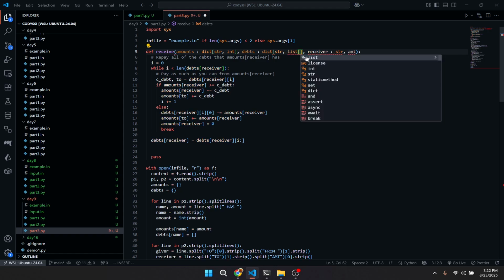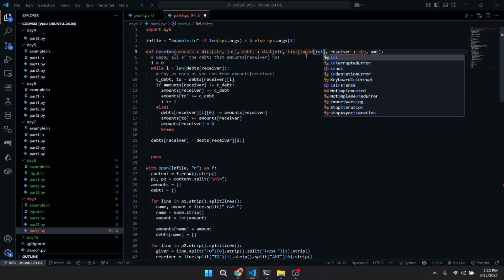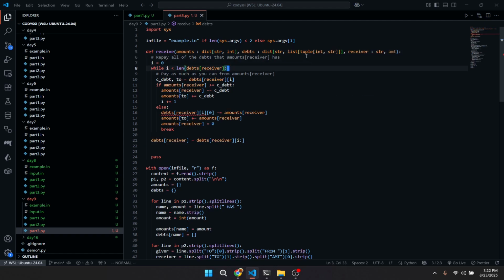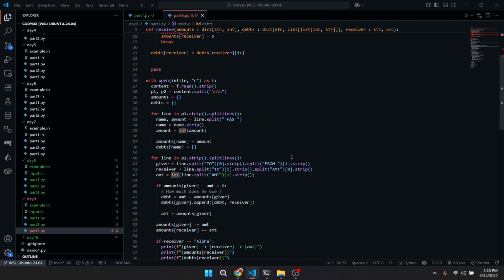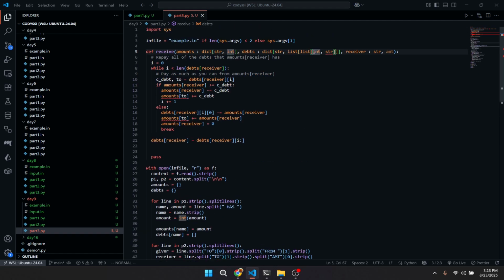This is a list of tuples which are made out of ints and strings. Yeah, it's actually a list of lists. So the list contains... yeah, there's no way to type this. Not that I'm aware of, of course.